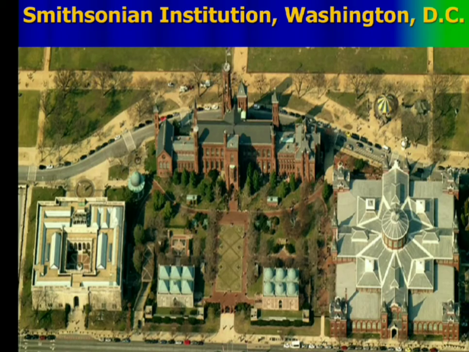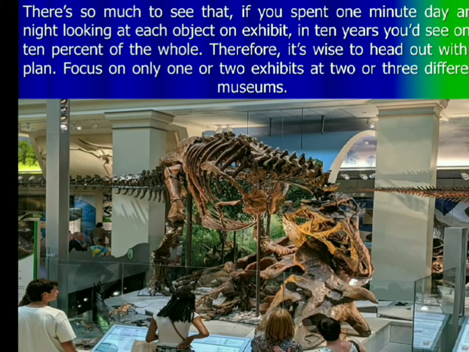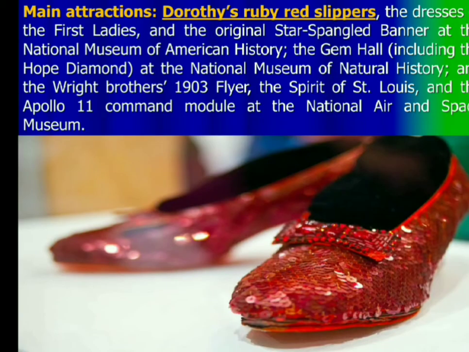Next is the Smithsonian Institution, which is located in Washington, D.C. You can see the building in the picture. Now you can see the inside of this world's largest research and museum complex, with 19 museums inside. In order to look through these parts of the museum, you have to organize your time, because in one day we cannot look at all the collections.